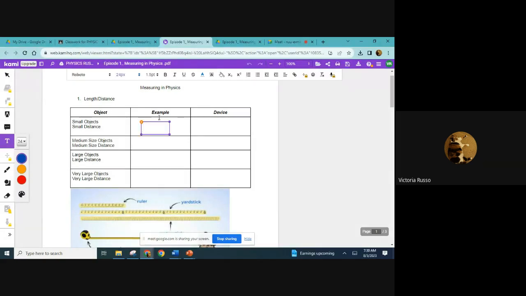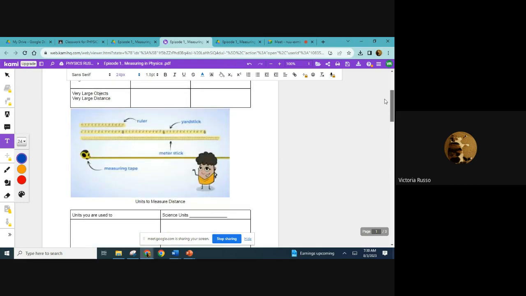So if you're measuring a small distance, you're going to be measuring it in centimeters. That's the metric unit, and we'll talk about the units that you're used to. And the device that you would use is a ruler. And if you take a look here, you've all probably seen a ruler. These are the relative distances of the things that are used to measure. And I just ordered some measuring tape, so I hope we get them soon.